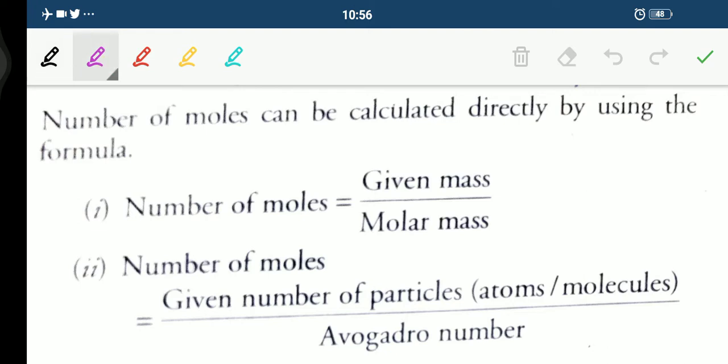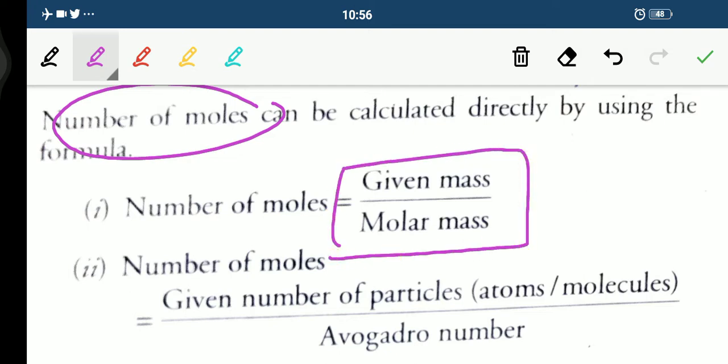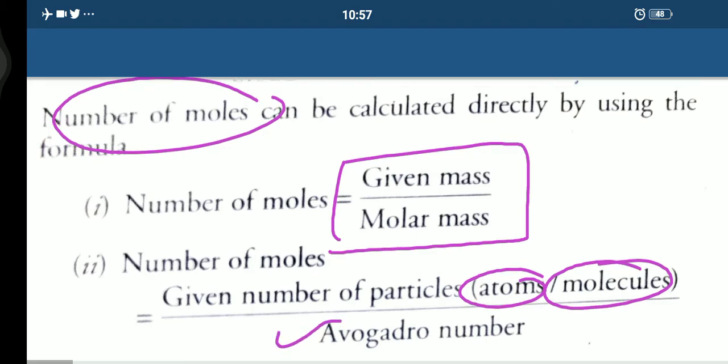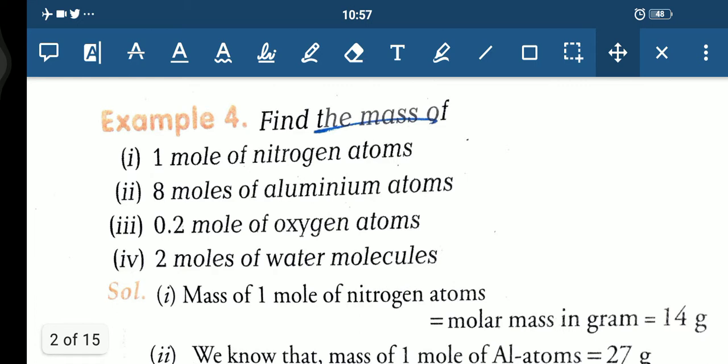So here you can see, if we need to calculate the number of moles, the formula that we apply is number of moles is equal to given mass upon molar mass. So this will be the formula that you need to apply. Now children, there could be a second formula as well, where the number of particles or atoms is given. In that formula you need to apply the given number of particles, that could be your atom or your molecule, and divide it by Avogadro number. Fine. Now let's quickly see the numerical part.